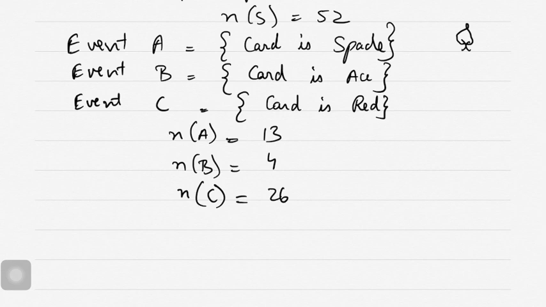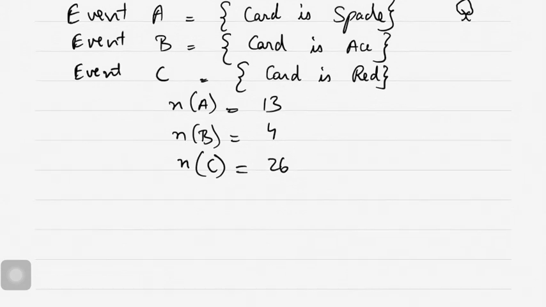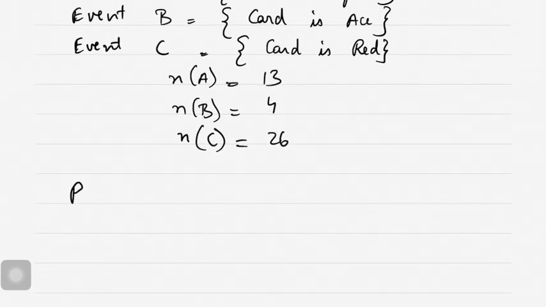If I am asked to calculate the probability, it is very easy. P of A would be 13 divided by 52, P of B would be 4 divided by 52, and P of C will be 26 divided by 52. Correct? But what have they asked? They have asked to find the probability of getting spade or ace or red cards. That means the question asked is what is P of A union B union C. This is the question.